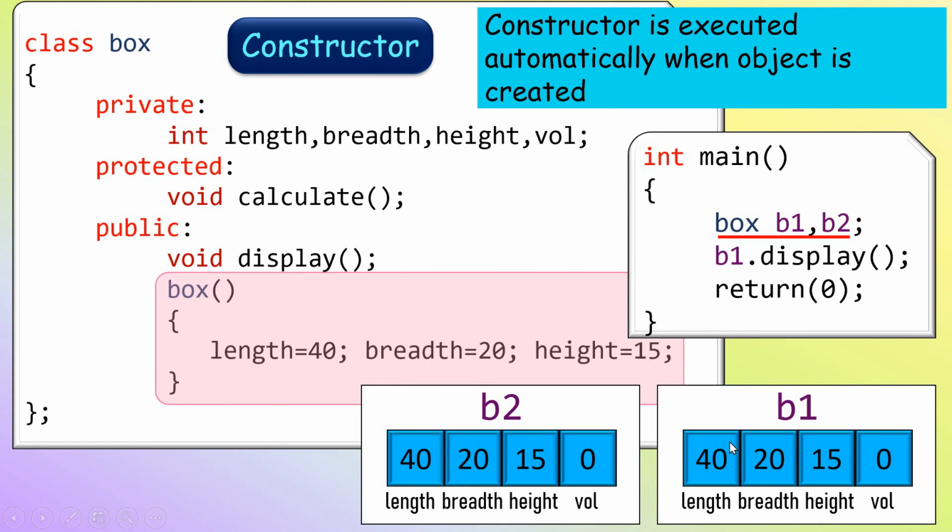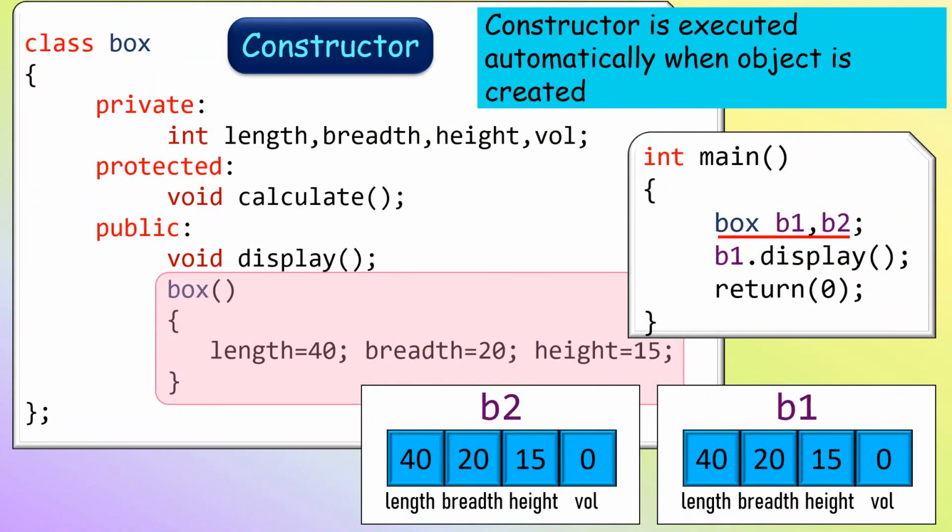Observe the two objects B1 and B2. They are initialized with the same values. This is because the same constructor gets executed every time you declare an object. But we want objects to be initialized with different values.